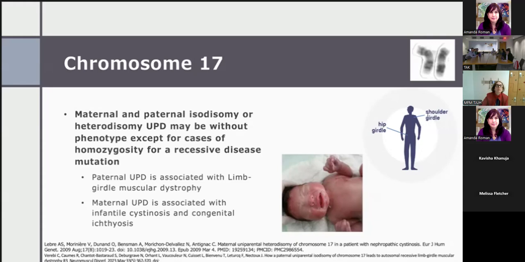Now, maternal UPD, on the other hand, has been associated with infantile cystinosis, which is an autosomal recessive disorder characterized by accumulation of intralysosomal cysteine, which is essentially caused by a defect in the cysteine transport across the lysosomal membrane, and this results in proximal renal tubular dysfunction. Maternal UPD is also associated with congenital ichthyosis, which can result in what we see here, this dry, scaly, and thickened skin.